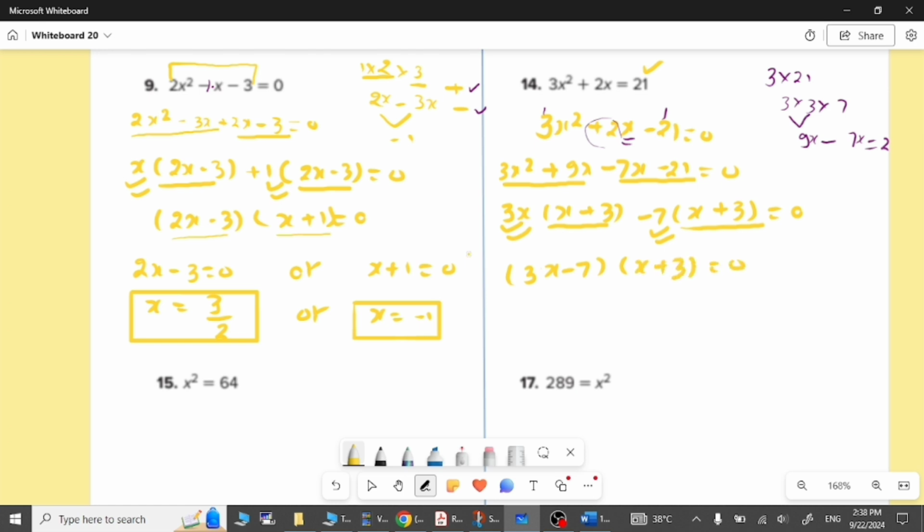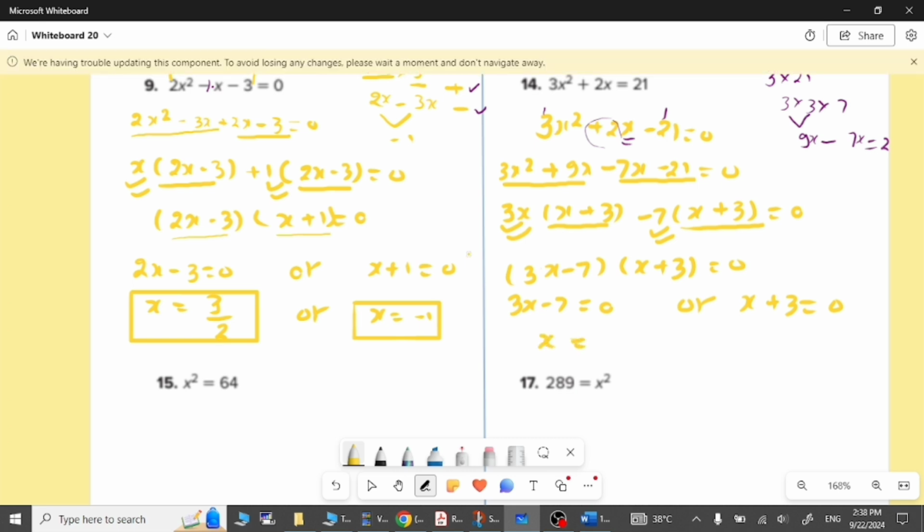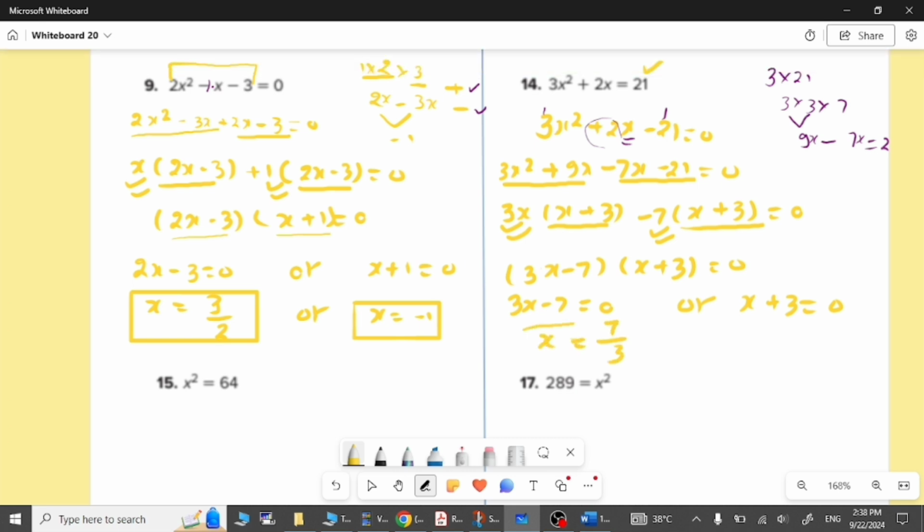Put both the expressions equal to 0. So from here x you will get 7 by 3, and from here you will get minus 3. Okay, I hope you all have understood. Coming back to the next question.